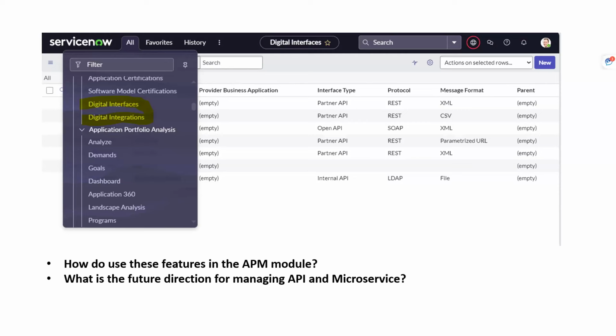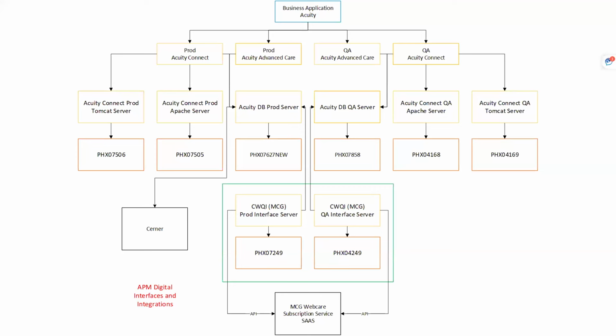And then in talking with John, what is the future direction for managing APIs and microservices, so that we don't do anything today that we're going to regret, because we all hate that. And with Richard, can you go back real quick to your diagram with Acuity Connect? Yep. There's a question here. What's the difference between Acuity Connect on this and Acuity Advanced Care?